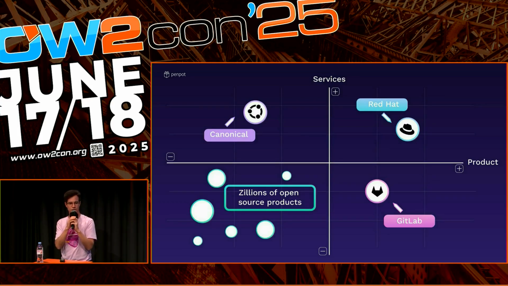What about open source? Well, we have companies like Canonical that do less value capture in terms of product, but a lot around services. You have Red Hat, which is a bit of both, and GitLab that goes more in terms of product, less on services, and then zillions of open source products that do nothing: no value capture on services, no value capture on products.